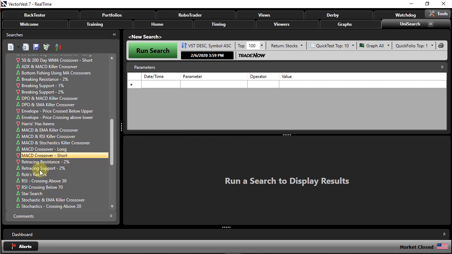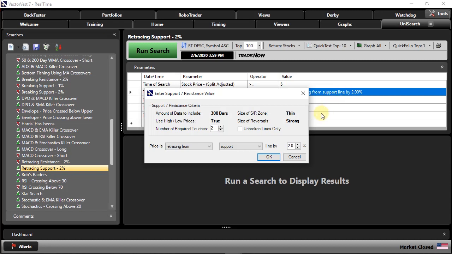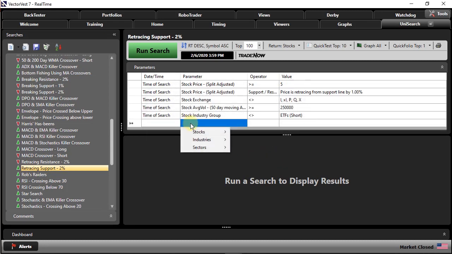So I'm going to run the search called retracing from support by 2%, but I'm going to modify this search slightly. Instead of retracing support by 2%, I'm going to click on that box there, and I'm going to lower that number to 1. It's a little bit more aggressive. What I'm looking for is price retracing support by only about 1%. So I click on OK, and I'm going to add another line parameter here.